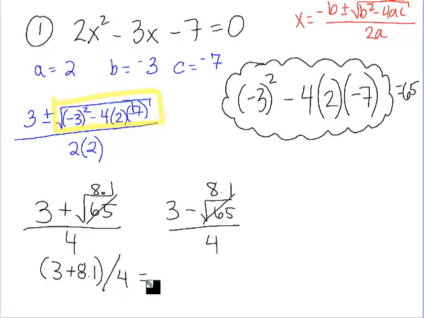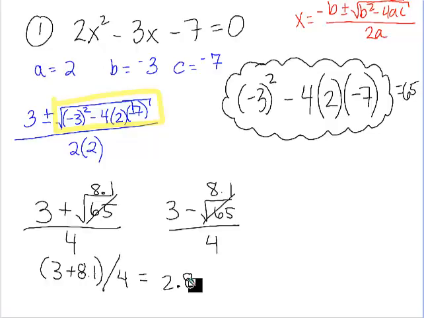3 plus 8.1 divided by 4 equals 2.775. So to the nearest 10th, that's 2.8. Did you put 3 plus 8.1 in parentheses, Alex? That would be why you did not get this.